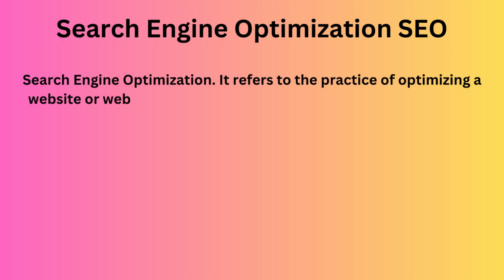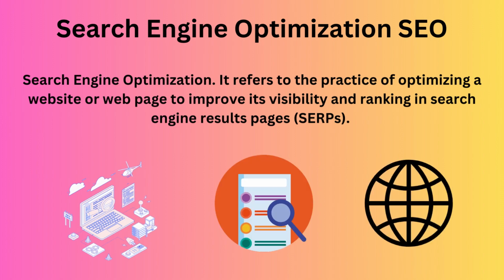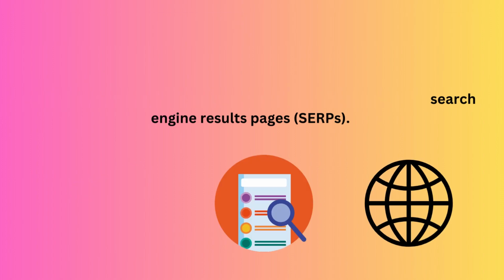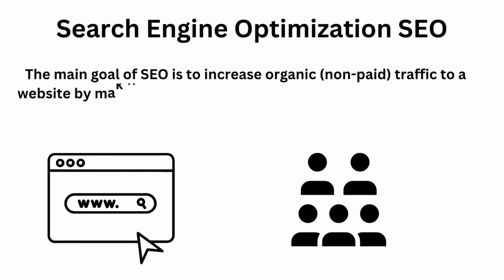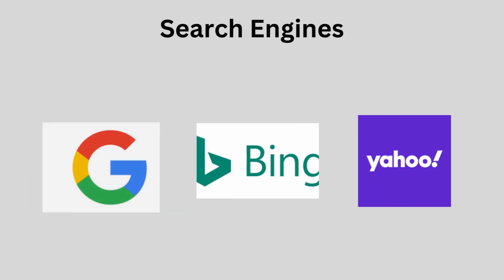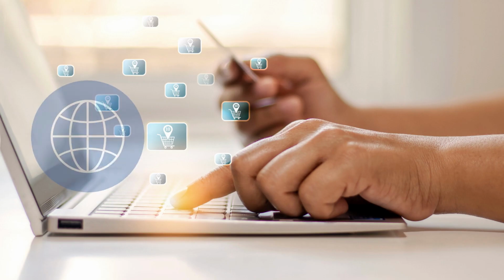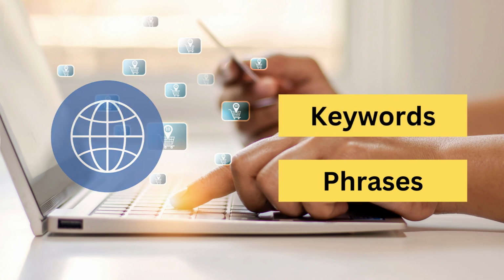Search engine optimization refers to the practice of optimizing a website or web page to improve its visibility and ranking in search engine results pages, SERPs. The main goal of SEO is to increase organic, non-paid, traffic to a website by making it more relevant and authoritative. Search engines like Google, Bing, and Yahoo use complex algorithms to determine the relevance and quality of web pages when users search for specific keywords or phrases.